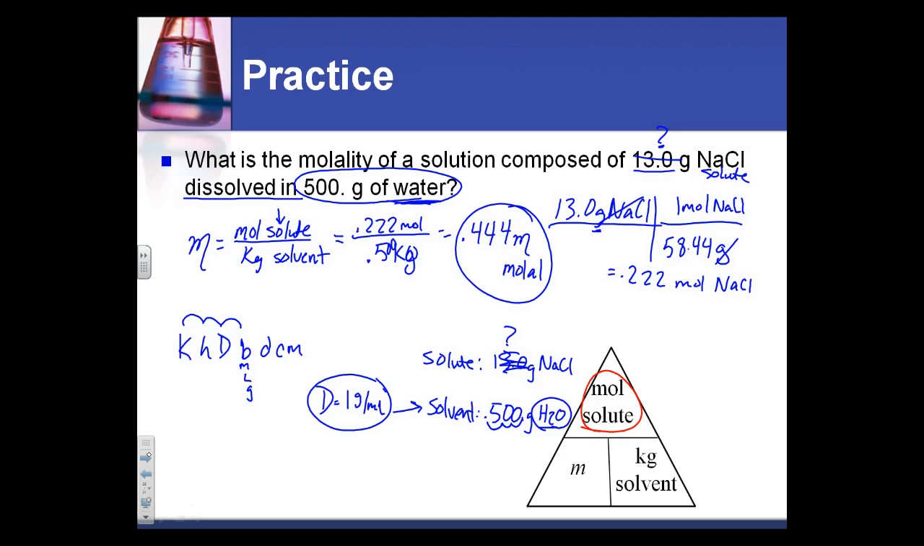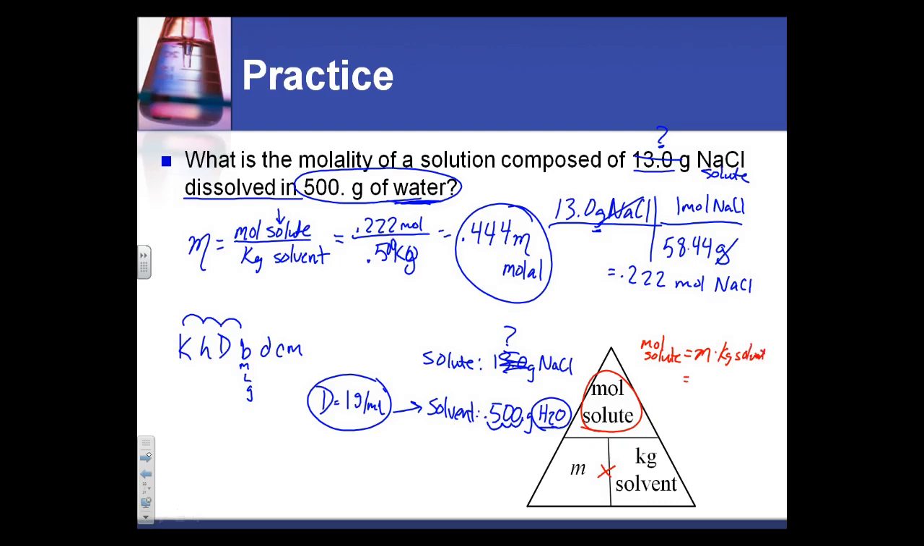But they don't want moles. They're asking about grams in my made-up problem here. So what we're going to have to do is just convert. When you get moles, just convert it to grams using that molar mass. So what we would do is cover up moles of solute. It's going to be molality times your kilograms of solvent. So my moles of solute would be equal to molality times kilogram solvent.